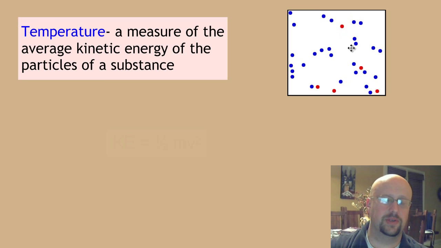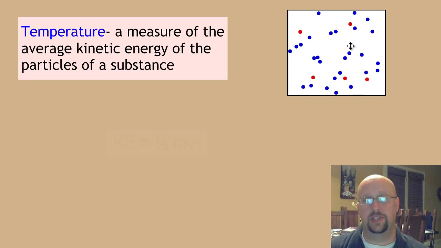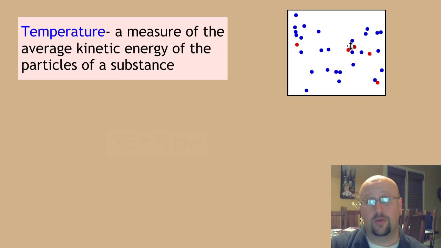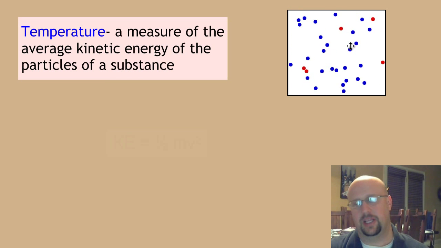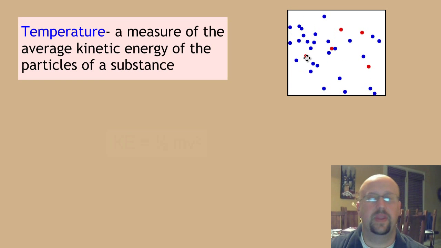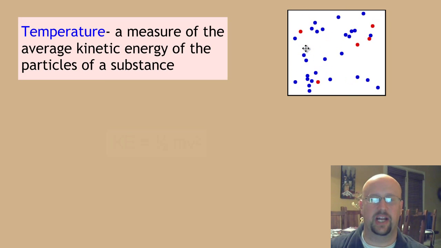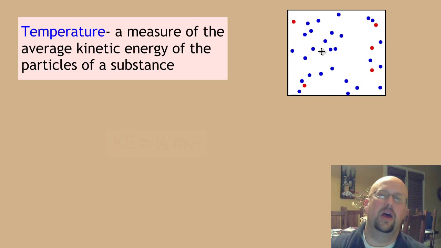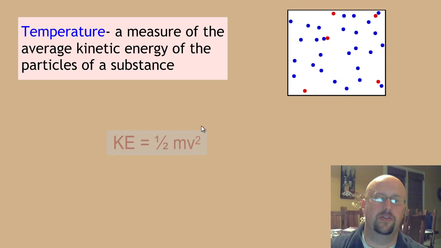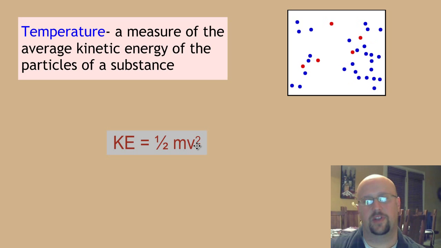So particles are always moving around. Remember, the only time that they stop moving around is if we get to absolute zero. That's a theoretical state anyway. We've never actually completely gotten there. And so for us, particles are always moving. And so temperature is basically our way to measure the average kinetic energy of a given system. So how fast are those particles moving? Remember that kinetic energy, this formula here, is 1/2 mass times velocity squared.